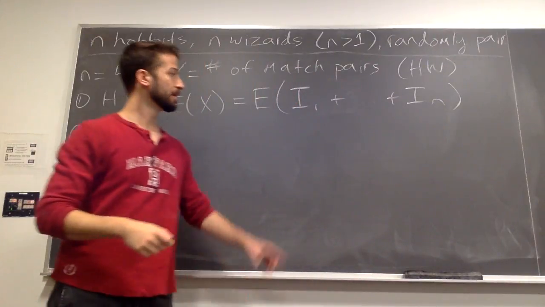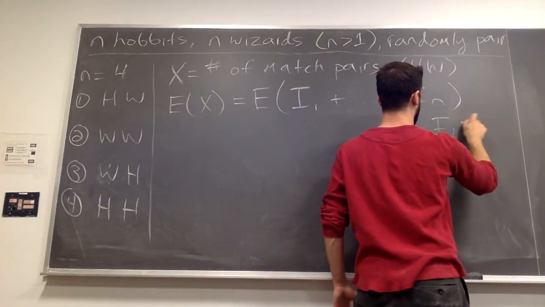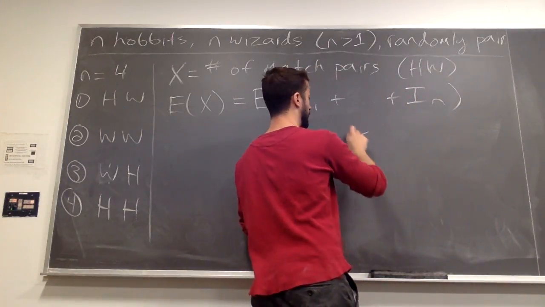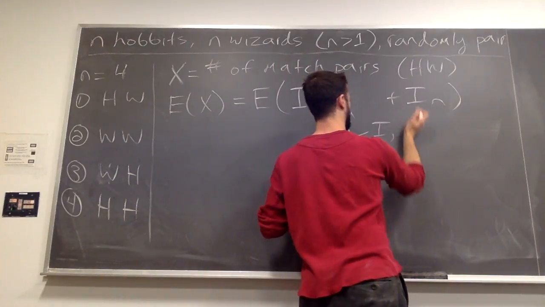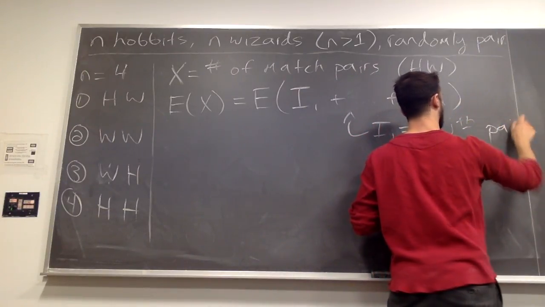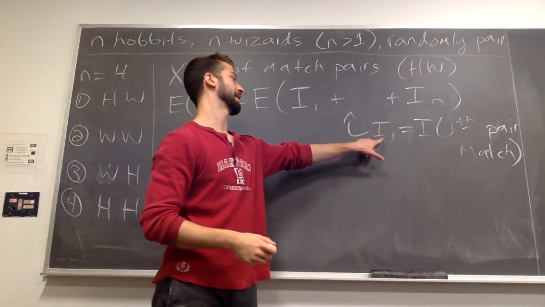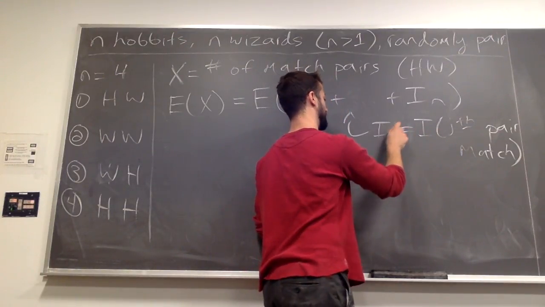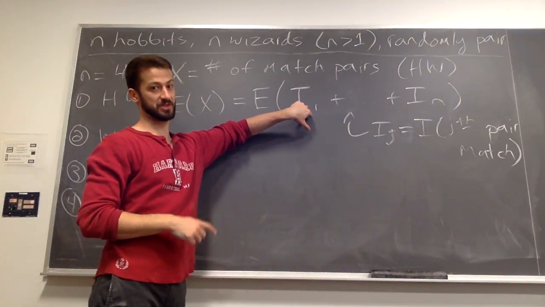Okay. What are these I's? What do those mean? Let's define I_j as the indicator that the jth pair is a match. This notation I_j means the indicator of what happens in the parentheses. Sorry, it's really sloppy, but you sort of see what's going on. So this indicator is the indicator that the first pair is a match, a hobbit and a wizard.